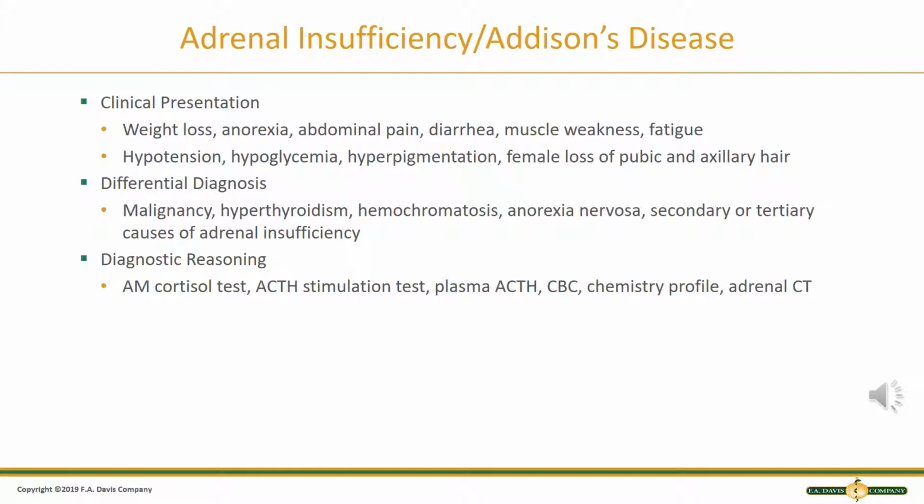For diagnostic reasoning, the first thing you're going to do is an AM cortisol test. You want to do this between 8 and 9 AM. That's when the cortisol levels naturally peak in the body. If you get a test that's less than 3 micrograms per deciliter, this is suggestive of an issue with adrenal insufficiency, and you would follow this up by an ACTH stimulation test.